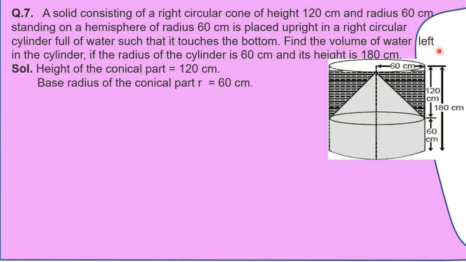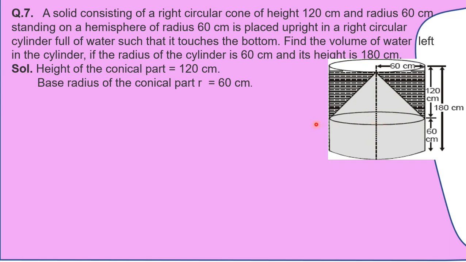Find the volume of water left in the cylinder if the radius of the cylinder is 60 centimeter and its height is 180 centimeter. Here it is given a combination of solid, hemisphere and a cone, is placed inside the right circular cylinder which is full of water. So after keeping this combination, some of the water flows out. So we have to find the volume of water left in the cylinder after keeping this combination.